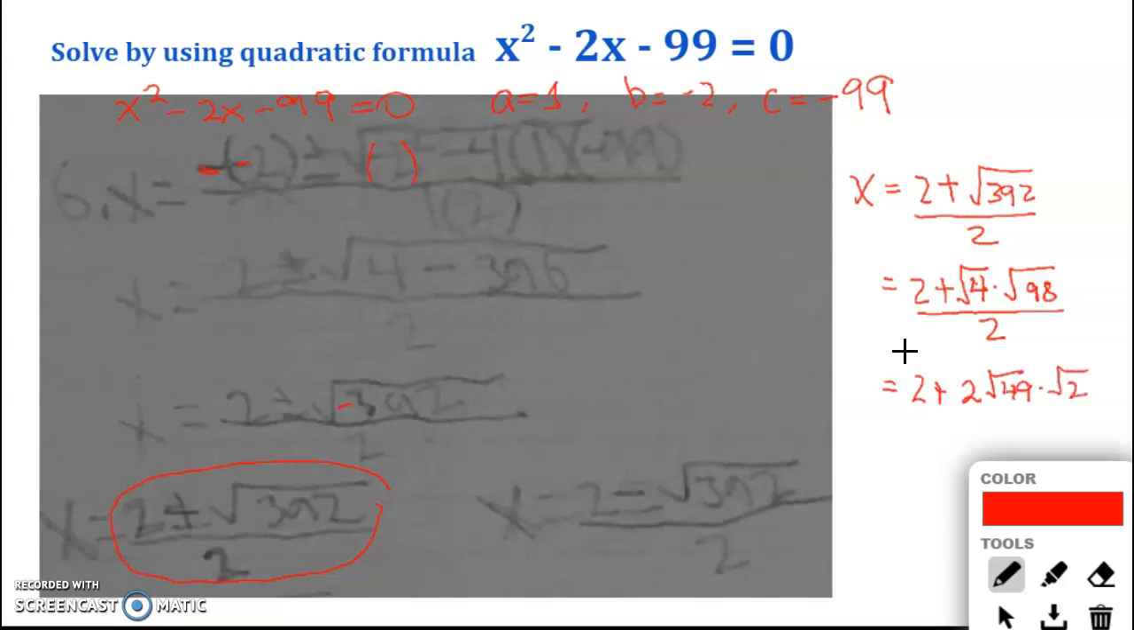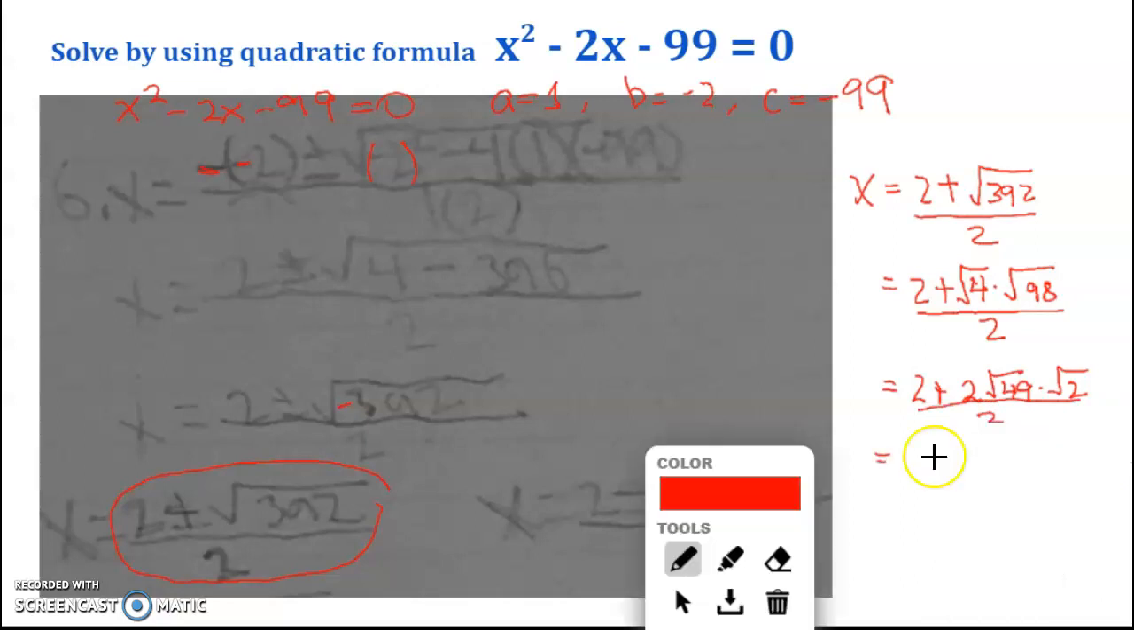Okay, by dividing with the number that you know is a perfect square, as the numbers get smaller, you're going to be able to see the factors a little bit more clearly. So then this becomes 2 plus, okay, so 2 times square root of 49 is 7, so 14 root 2 over 2.